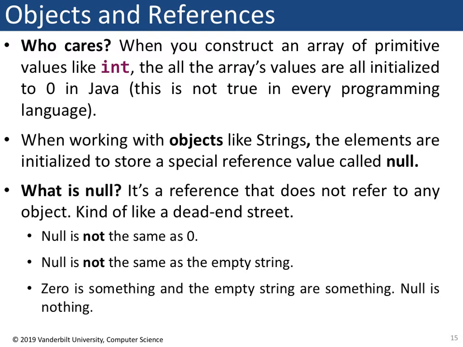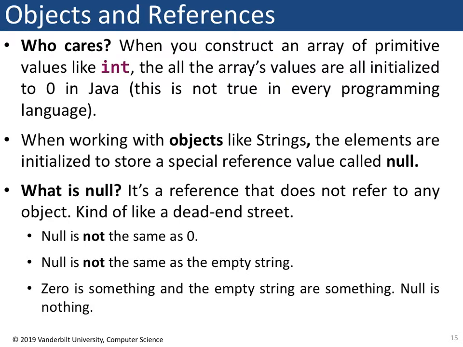But when you're working with objects like strings, the elements of the array are initialized to store a special reference value which we call null. So understand, when you declare an array of type int, then all of the values are initialized to 0. But when you declare an array of type string, all of the elements contain the value null.